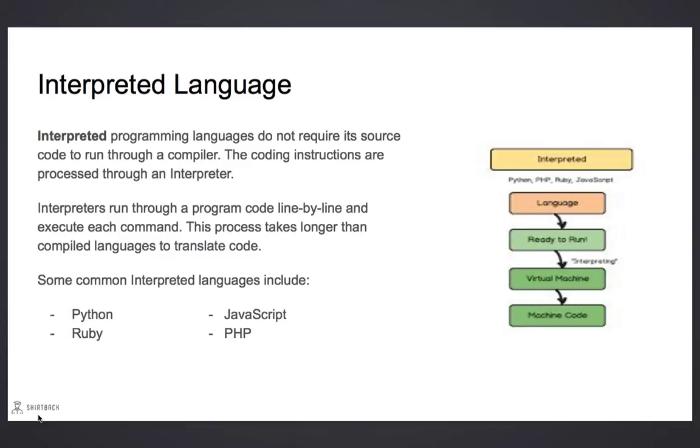Interpreted languages are those that do not require their source code to run through a compiler. The coding instructions are processed through an interpreter. Interpreters will run a program line by line through the code. It executes each command individually. This process will take longer than compiled languages. Some common interpreted languages you should be familiar with are Python, JavaScript, Ruby, and PHP.